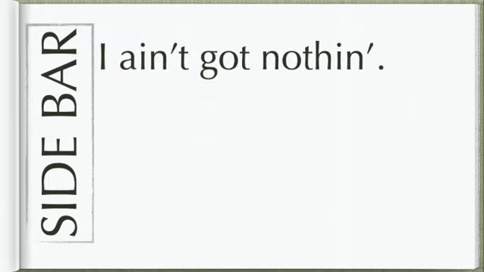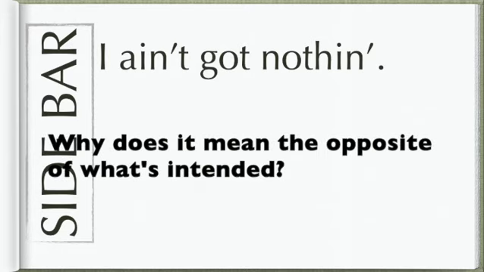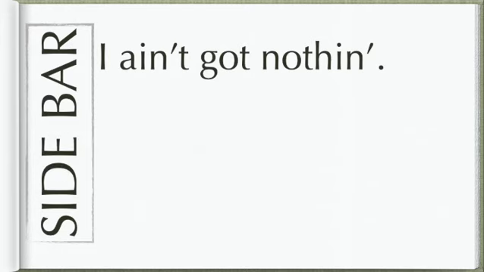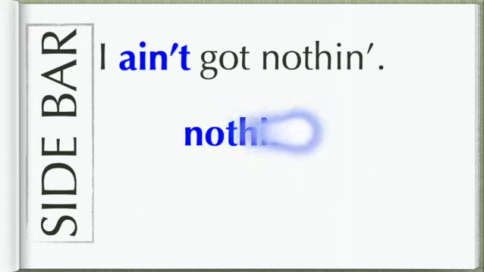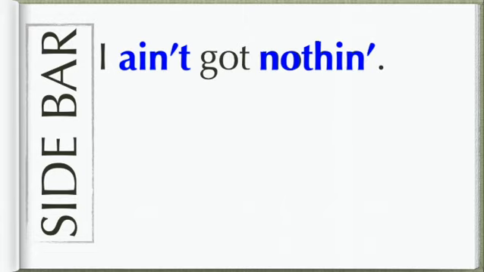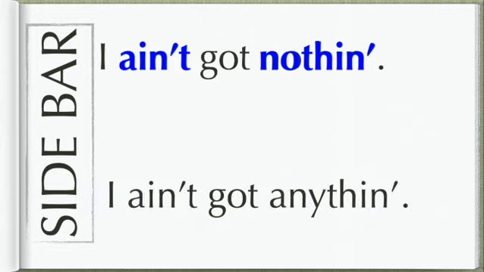Here's a sidebar. You can skip this if you wish, but you ever heard of people saying ain't got nothing or other such double negatives? Well, why does it mean the opposite of what it says? Because there's two negative thoughts there. Ain't is a word that is a negative. It undoes what's in front of it. Nothing is also an opposite or a negative, stating that something is empty. There is nothing there. So the reverse of this, or the opposite of this, is ain't got anything.